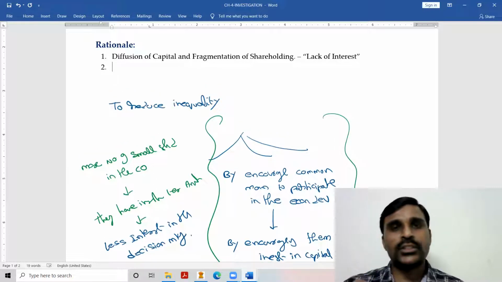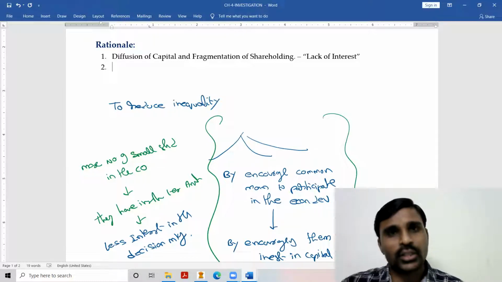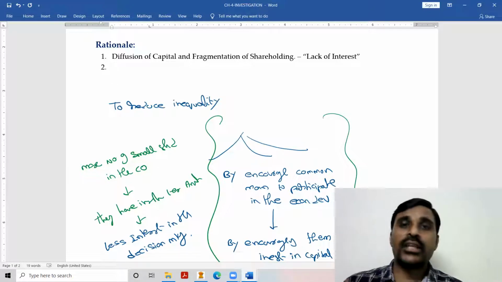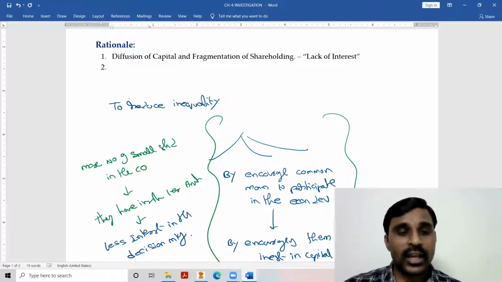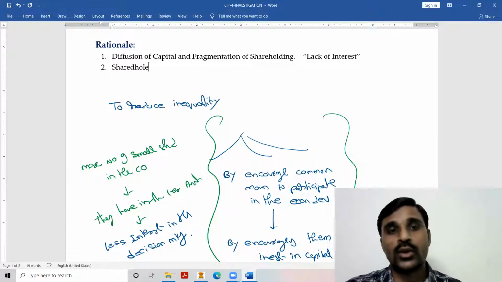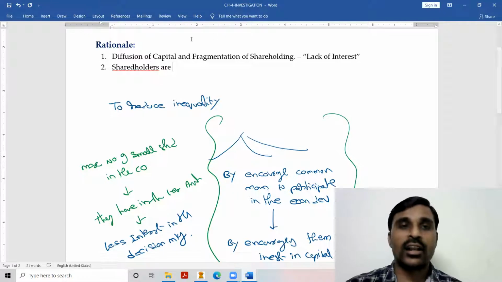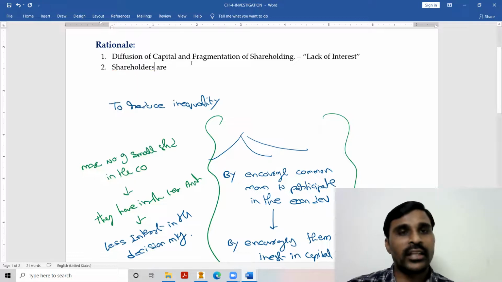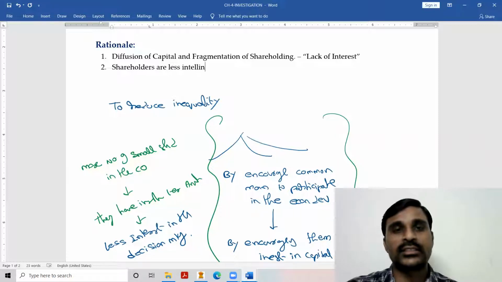Fine, there are some shareholders who are showing interest and constantly monitoring. Even those shareholders are not able to doubt the decision making of the directors. They are convinced by the decisions taken by the directors, as the shareholders are usually less intelligent or less competent than the directors. Normally, I'm not saying that directors are very intelligent and shareholders are very dumb, but in most cases, shareholders are less intelligent than the directors.